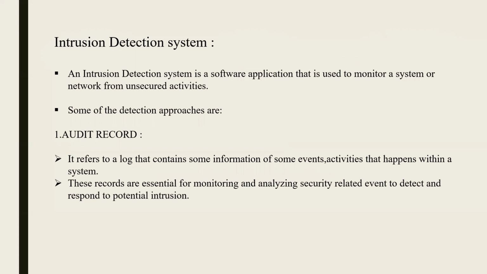Let us see some of the detection approaches. The first one is audit record. The audit record itself is known as a log, which contains information about events and activities that happen within a system. It stores all the information about whatever activity is happening in the system. These records are essential for monitoring and analyzing security, detecting events and responding to potential intrusion. So this is one of the detection approaches.